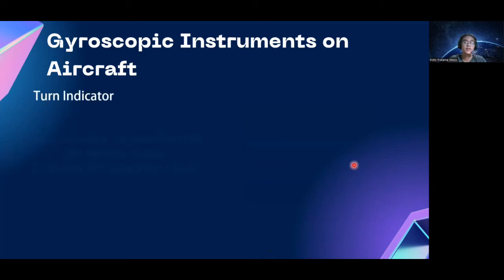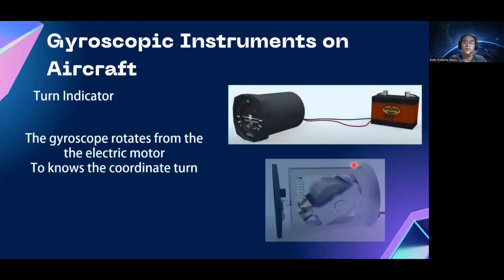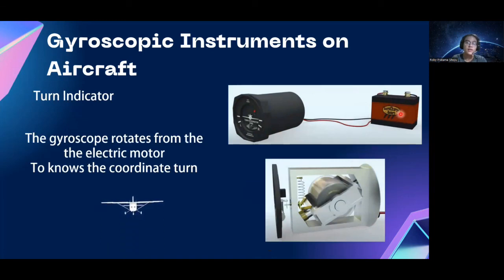And the last one is the turn indicator. The gyroscope is rotated by an electric motor, and its function is to know the coordinates of the turn, rotating around the horizontal axis.